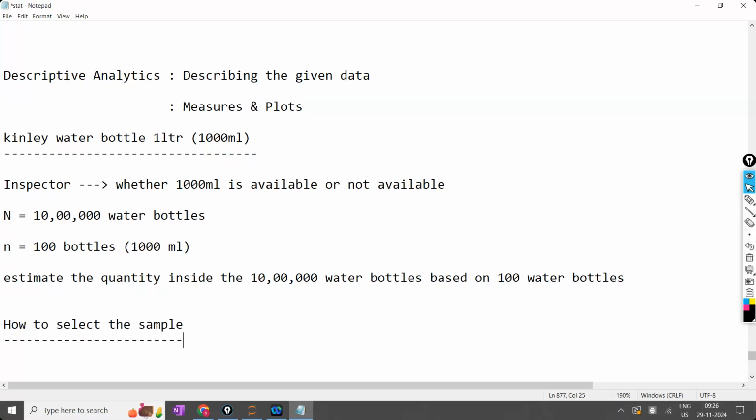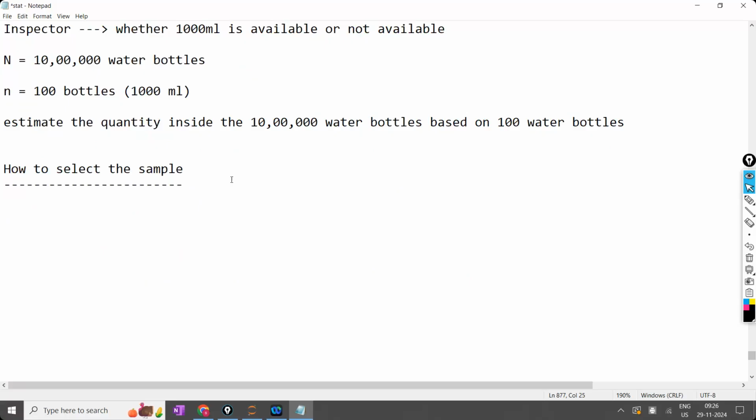For example, one, the Kinley water bottle company, where I told you how to select 100 bottles. Second one, exit poll survey. Once the polling was completed, you go to the exit poll and you have to conduct the survey from the public. Now population data means entire Hyderabad is visible for us, but we can't collect from every person located in Hyderabad. So we are going to select some data. How to select the sample is called sampling techniques.